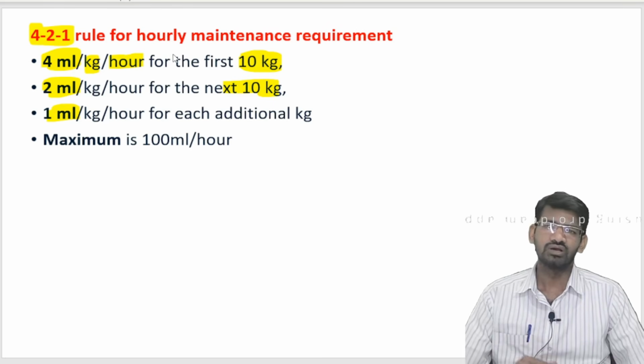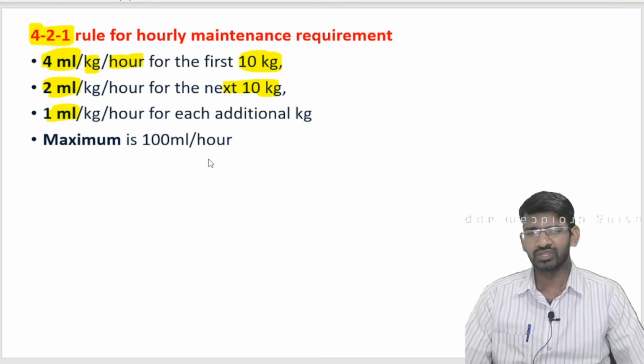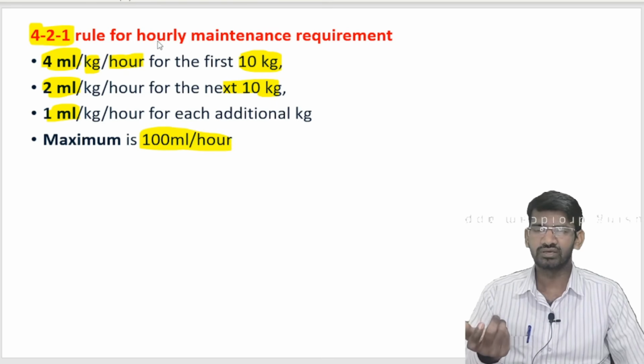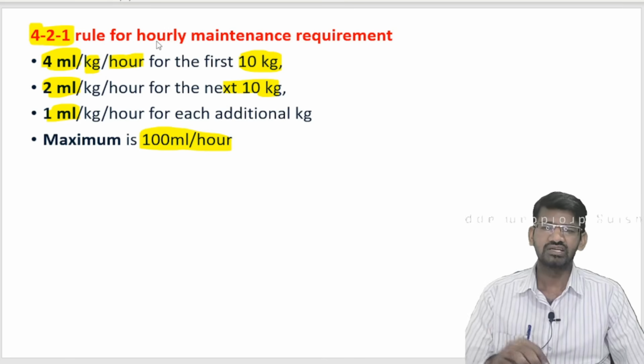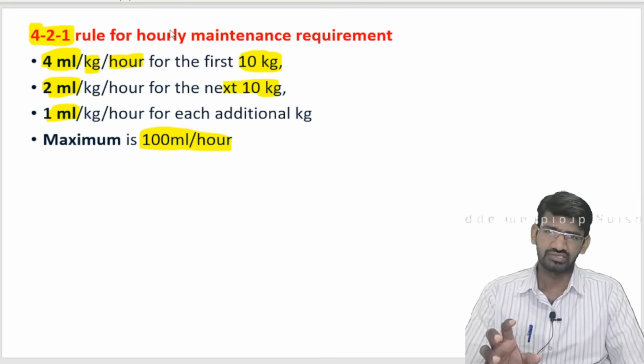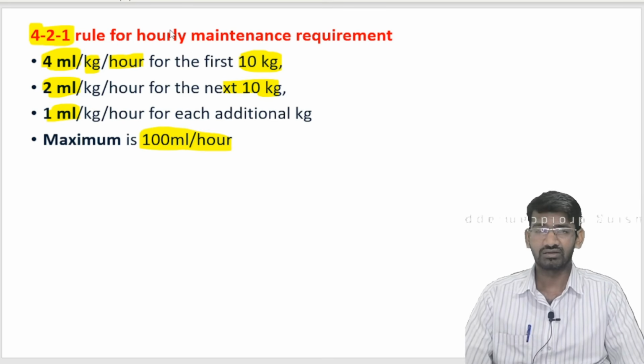Above 20 kg, for every kg we calculate 1 ml, and the maximum amount of fluid is 100 ml per hour. So per day it is 2400 ml. So our limit is 100 ml per hour maximum. We don't give more than this fluid in children. Now let's understand with some examples how we calculate the maintenance fluid therapy using this formula.